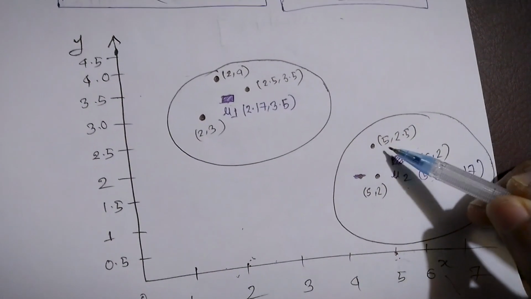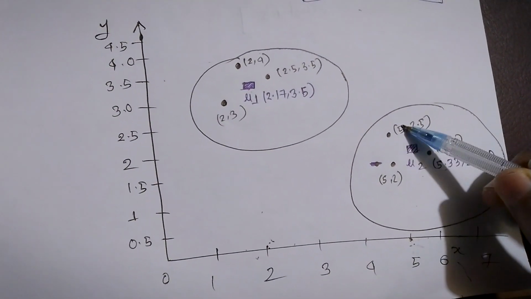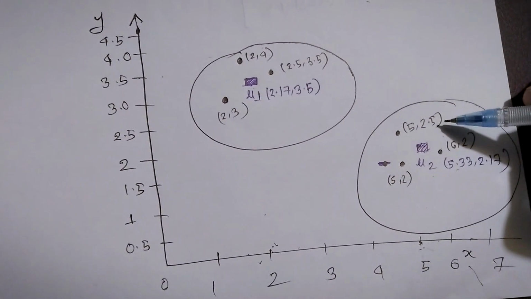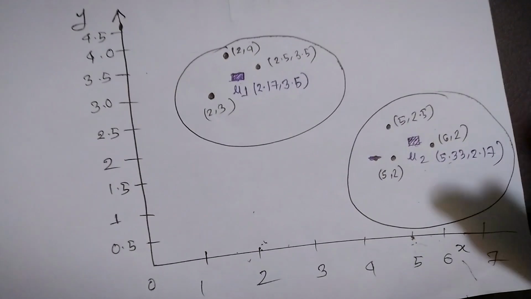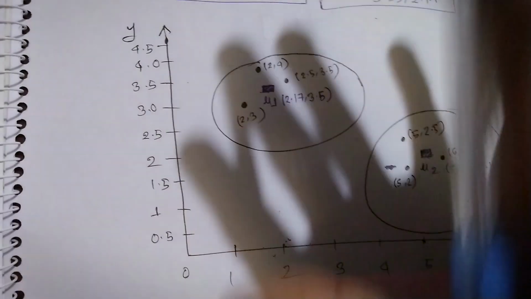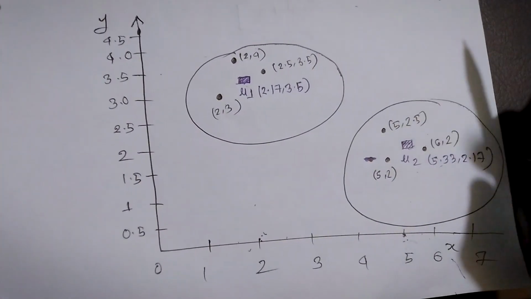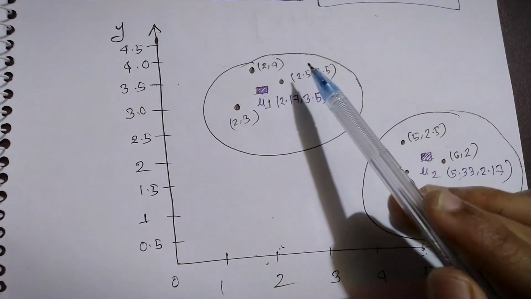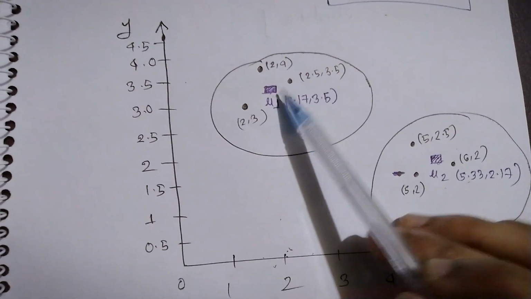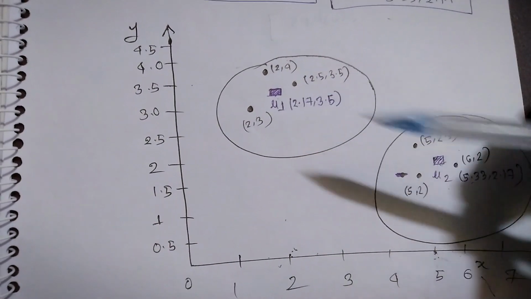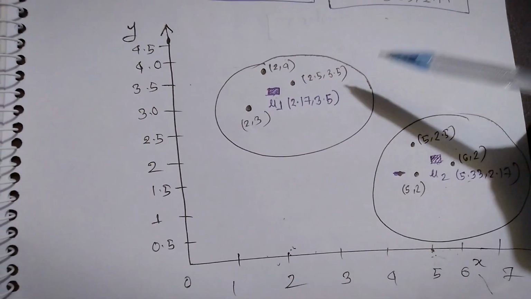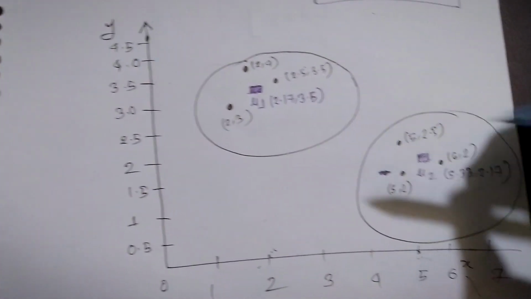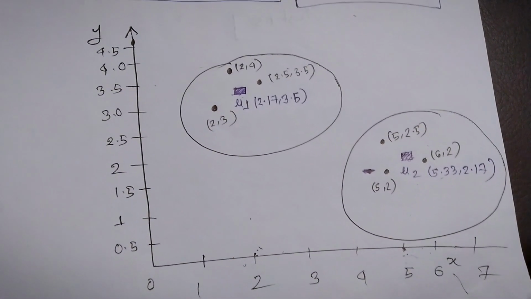If someone asks which cluster the point 5 and 2.5 belongs to, obviously this point would belong to the mu2 class. This is how we can cluster it. We are clustering all of these small data sets because they are closer to mu1. We find the distance from mu1 and mu2, and if a point is closer to mu1, we assign it to the mu1 centroid, and if it is closer to mu2, we assign it to mu2.